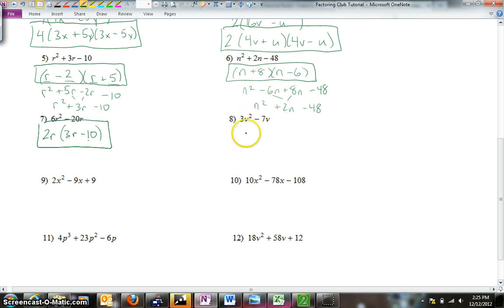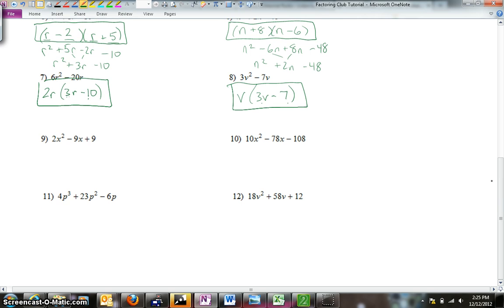Number 8. Again, hit pause, try it on your own, and then come back when you're ready to see what I do. Look at the greatest common factor of these two terms. It is v. And so I pull out a v, I'm left with 3v minus 7. And I can tell again that this is not the difference of two squares, and there's not three terms. Sorry, there's not three terms, so I can't do anything else. That's fully factored now. Okay, last few here.